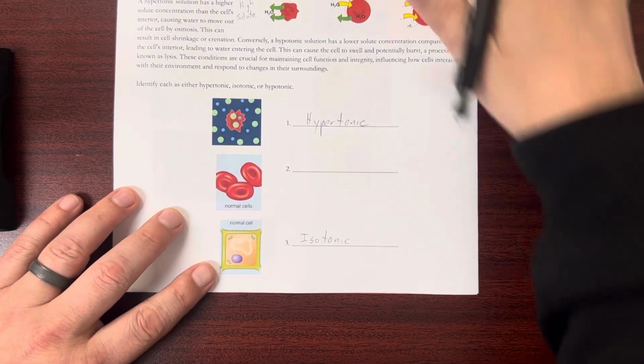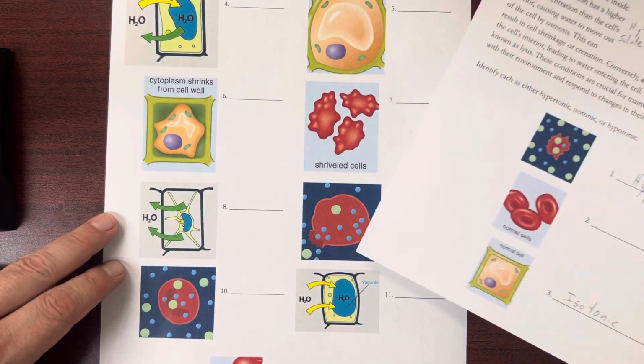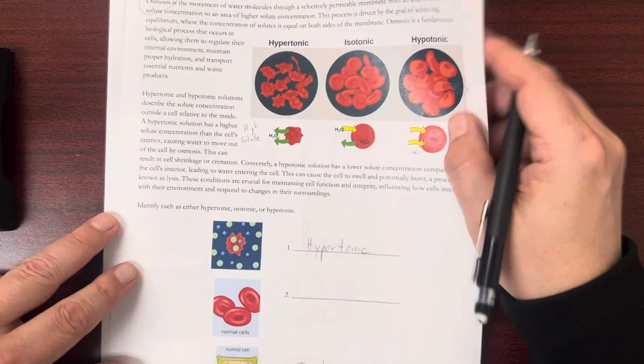And you're just going to do that for the rest of these on this page and on the next page. Identify what type each cell is in, what configuration, okay?